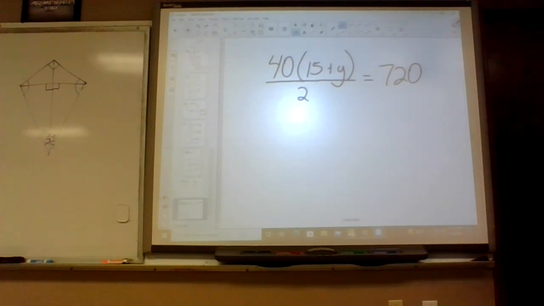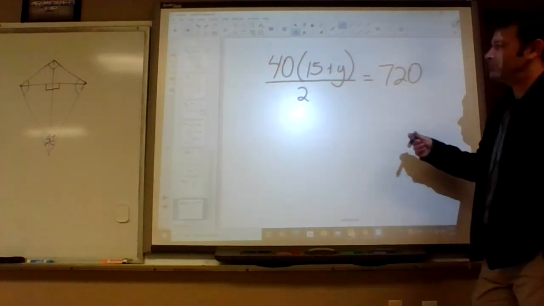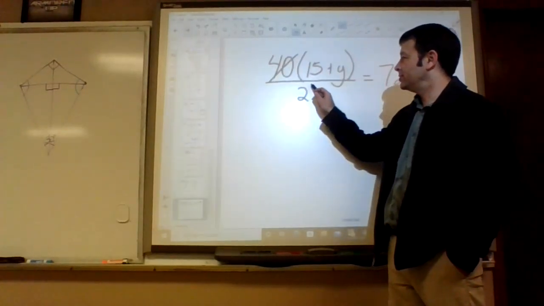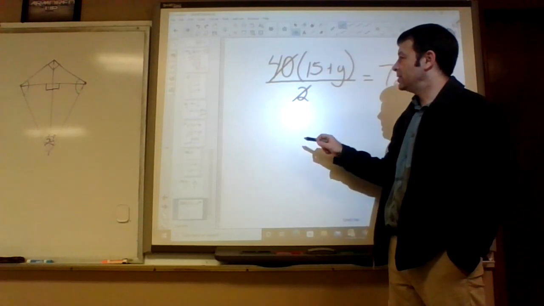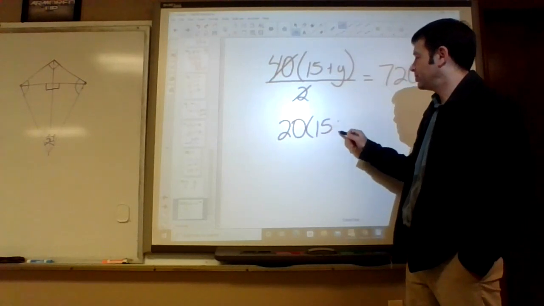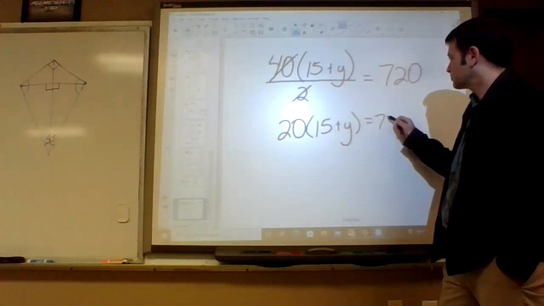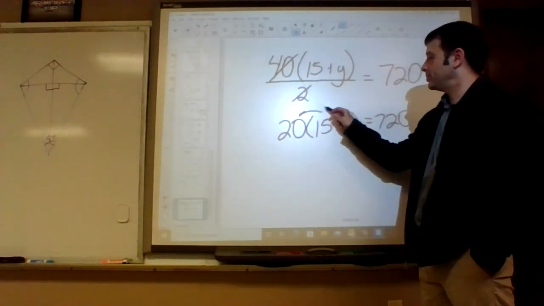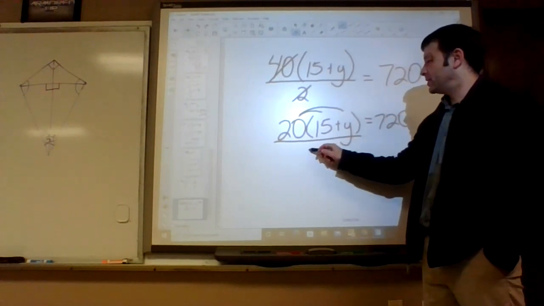Okay, the question is solve for y though. So now we gotta use our algebra skills. What would be a good first step? Multiply by 2. Actually, on this one, since 40 is multiplied by 15 plus y, we could reduce 40 and divide by 2. So this could turn into 20 times 15 plus y. So then divide by 20? Yeah, we could divide by 20. You could also do distributive property at that point if you wanted to, but I would probably divide by 20.